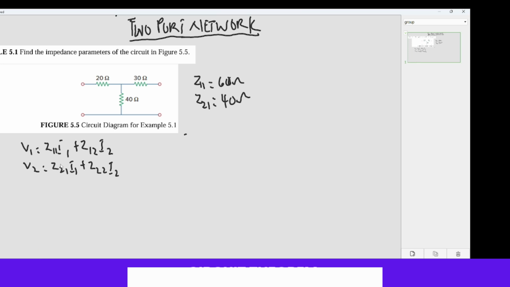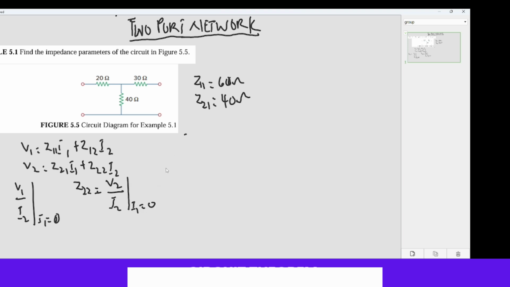Now when our I1 is equal to 0, we can deal with Z12 and Z22. So Z12 is equal to V1 all over I2, where I1 equals 0. Then our Z22 will be equal to what? Our Z22 is equal to V2 all over I2, where our I1 is 0.